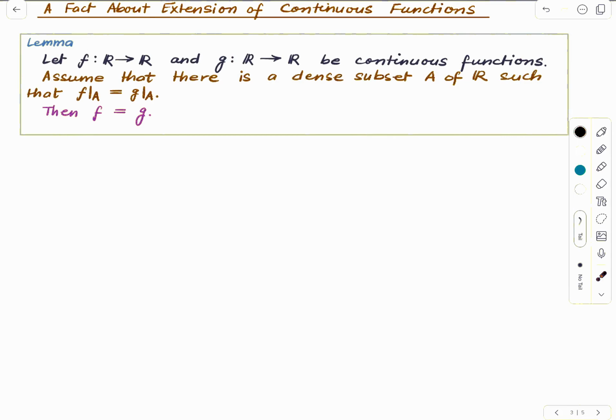So first we will prove a nice fact about, you could say, extensions of continuous functions. So suppose f and g are two continuous functions which agree on a dense set. So there is a dense subset A of R such that the restriction of f to A is the same as the restriction of g to A. Then they are equal. So the continuity assumption is of course very, very important here. Without that, this lemma cannot be true. So if two continuous functions agree on a dense set, then the two continuous functions agree everywhere. That is the thing. And the proof is very simple.